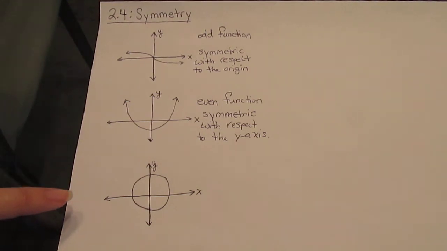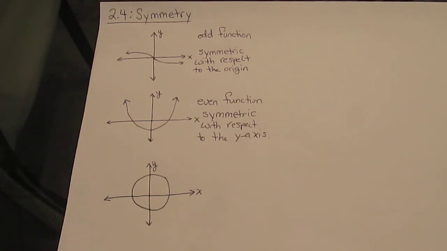Let's just take a look at this third graph right here. First of all, this one's not a function. It doesn't pass the vertical line test. So no matter what kind of symmetry we see in this graph, it's not going to be an even or an odd function because it's not even a function. Okay, but let's go ahead and look at the symmetry. If we rotate it 180 degrees, it is going to be the same graph as what we started with. So this one is symmetric with respect to the origin.